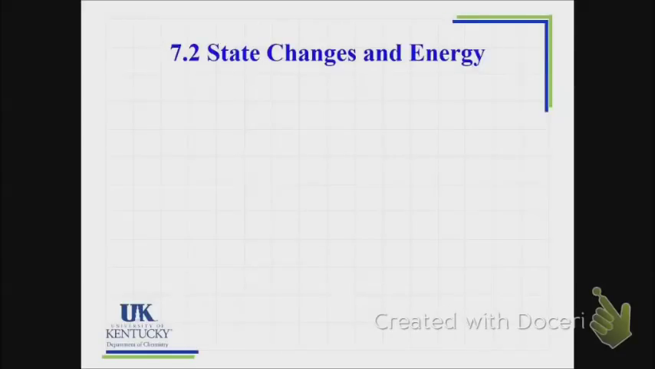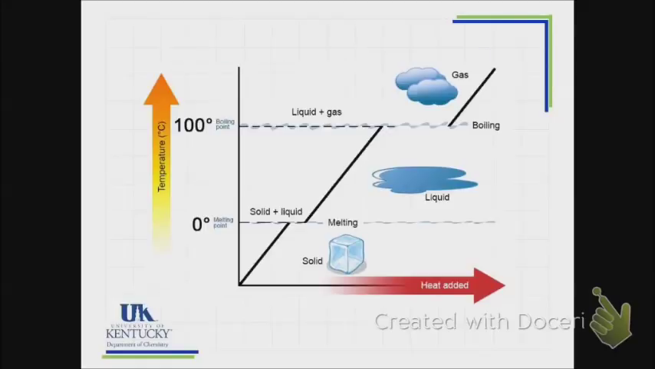In this lesson, we're going to look at state changes and the energy required to change phases. What we're looking at here is what's called a heating curve. There are a few things to notice about this. The first of which are the x and y axes.